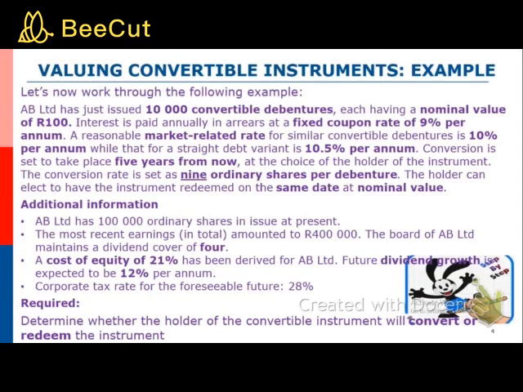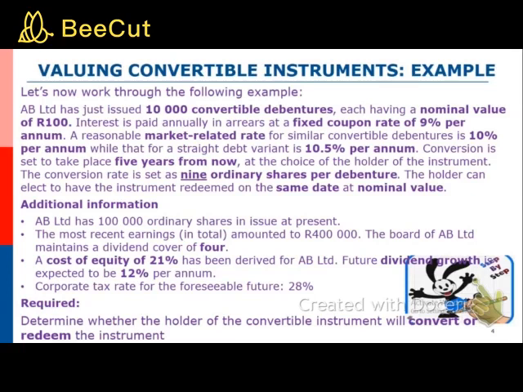However, for a straight debt variant on this, in other words, should this instrument have been redeemed, then the holder of that instrument would expect a 10.5% rate of interest to apply. Now that's important. So when you are valuing the redemption alternative, if there is one here, we would do it at 10.5%, while the convertible instrument would be valued at the 10% rate.